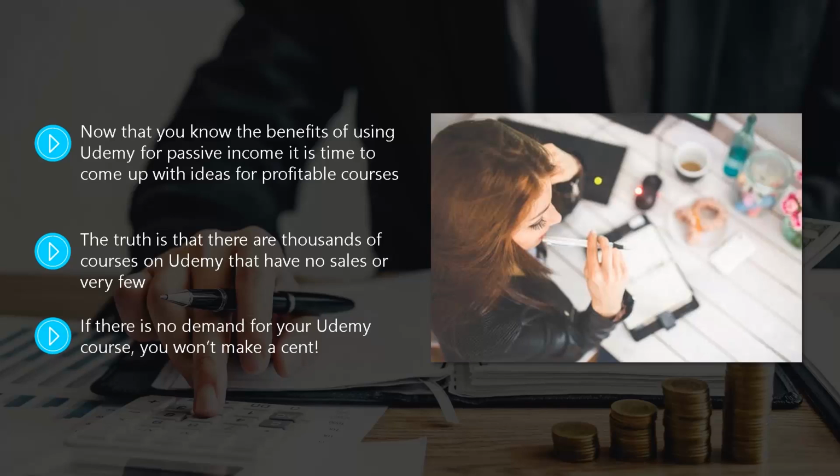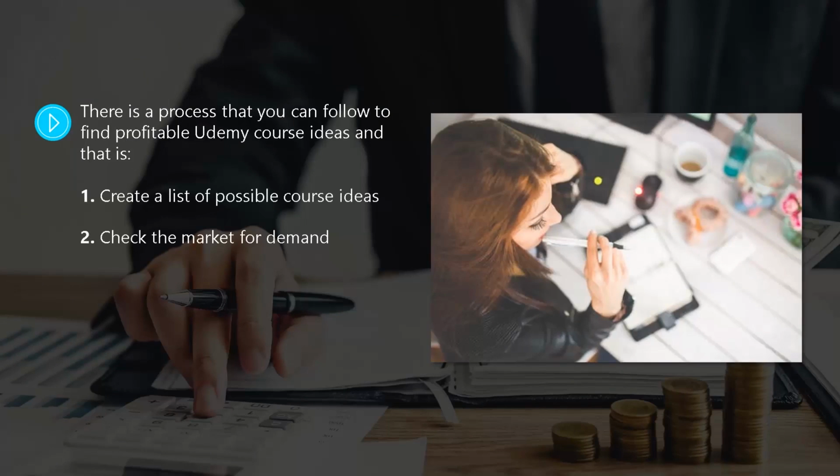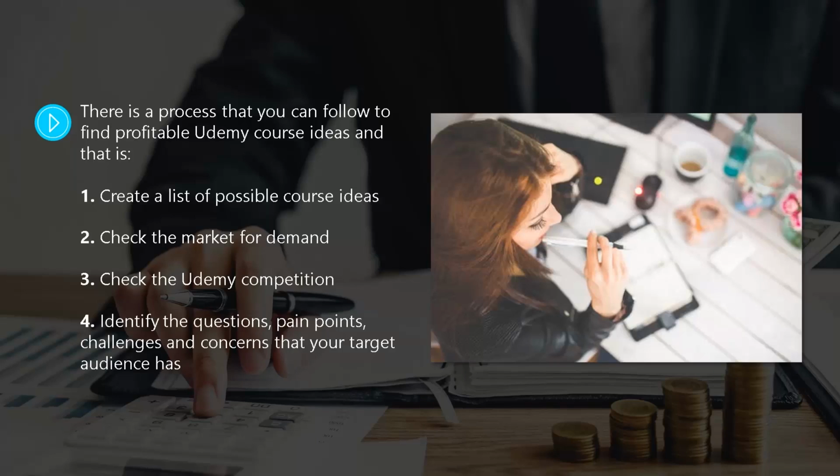To generate passive income from Udemy, you need to create courses that you have knowledge about, where there is demand for the course, and you are genuinely interested in the subject matter. Being interested in the courses you create is very important. There is a process that you can follow to find profitable Udemy course ideas, and that is: 1. Create a list of possible course ideas. 2. Check the market for demand. 3. Check the Udemy competition. 4. Identify the questions, pain points, challenges, and concerns that your target audience has.